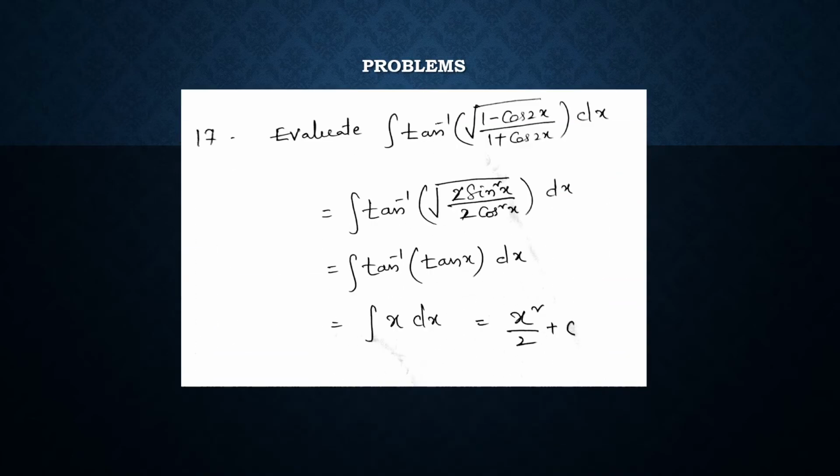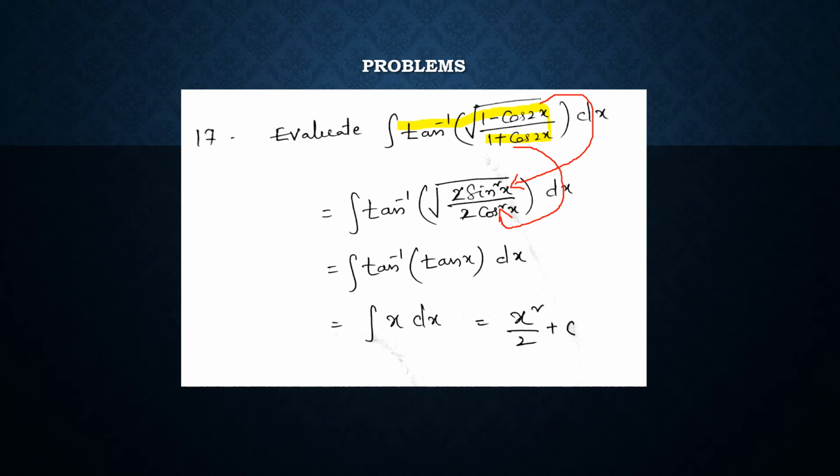Next problem. Evaluate integral tan inverse of square root of (1 minus cos 2x) by (1 plus cos 2x) dx. By using the trigonometric formulas here, we can write 1 minus cos 2x as 2 sin square x and 1 plus cos 2x as 2 cos square x, because we have the cos 2a formula as 2 cos square x minus 1 and 1 minus 2 sin square x.